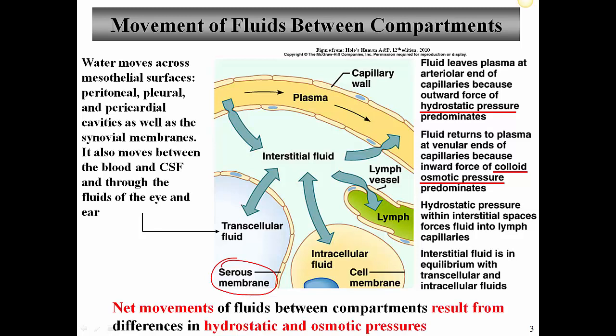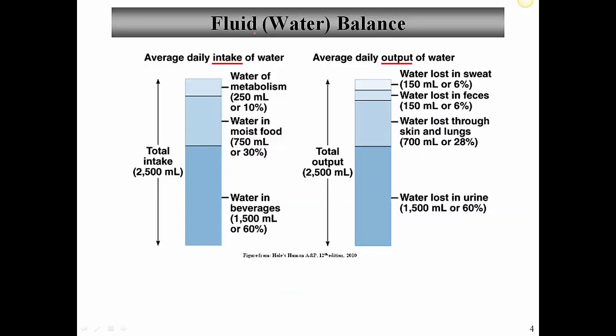Now once again, just to remind you, the net movements of fluids between compartments then results from differences in both hydrostatic and osmotic pressure. These are the two drivers of fluid movement throughout the body, so that's kind of important for you to remember. Let's turn our attention now to water balance or fluid balance in the body.